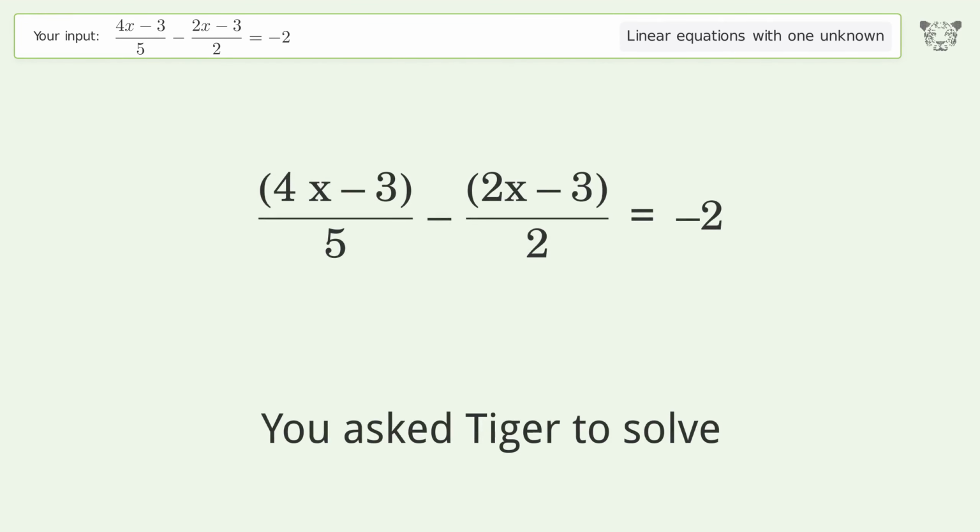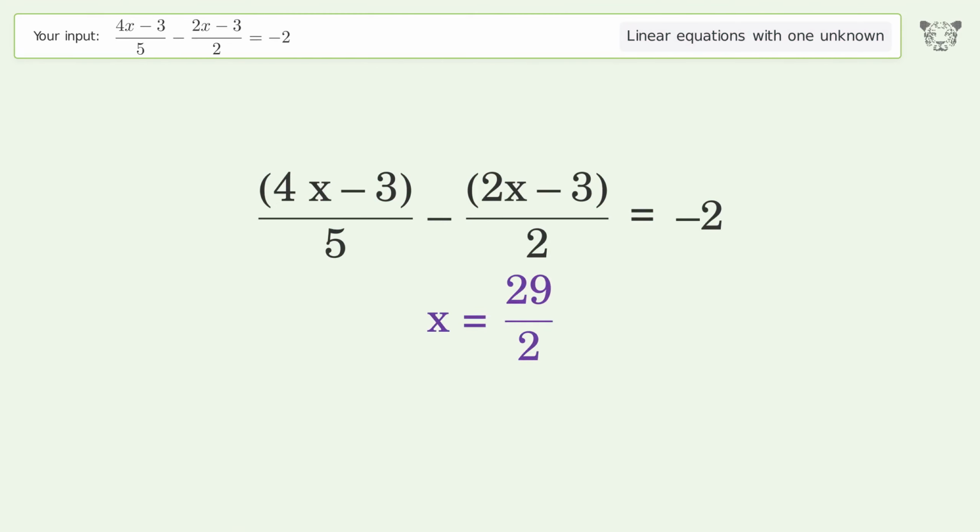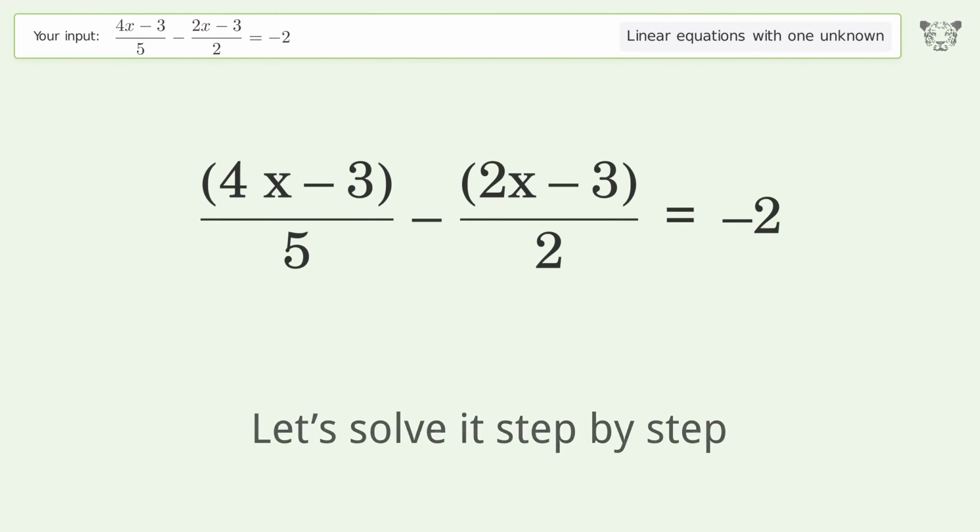You ask Tiger to solve. This deals with linear equations with one unknown. The final result is x equals 29/2. Let's solve it step by step.